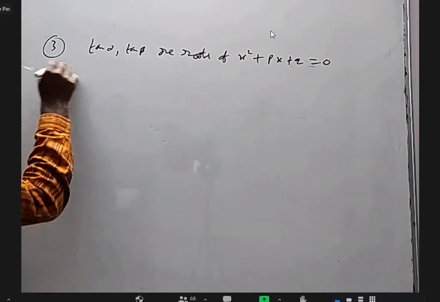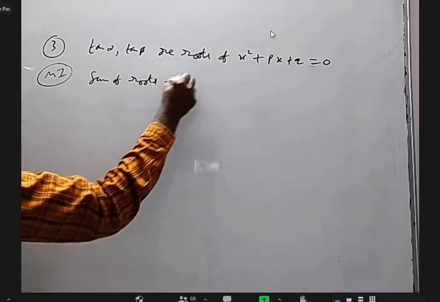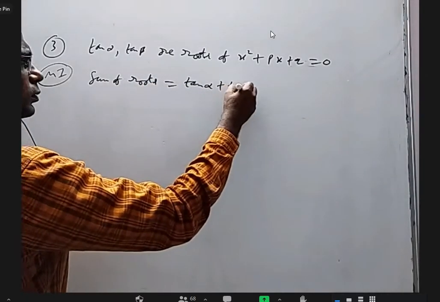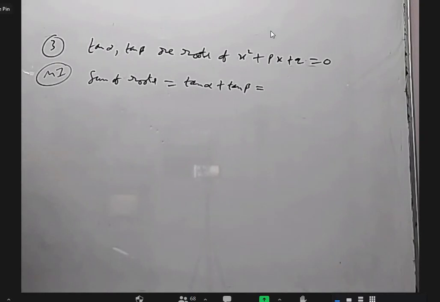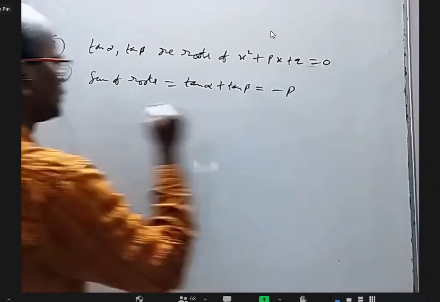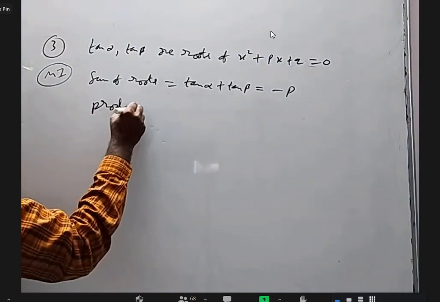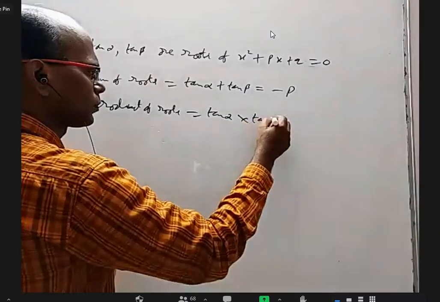One method for this question is, first of all, sum of the roots. We can write tan of alpha plus beta is equal to minus p by 1 minus q. From what they gave, sum of the roots is minus p. If I take the product of roots, it is q. Tan alpha into tan beta is q.